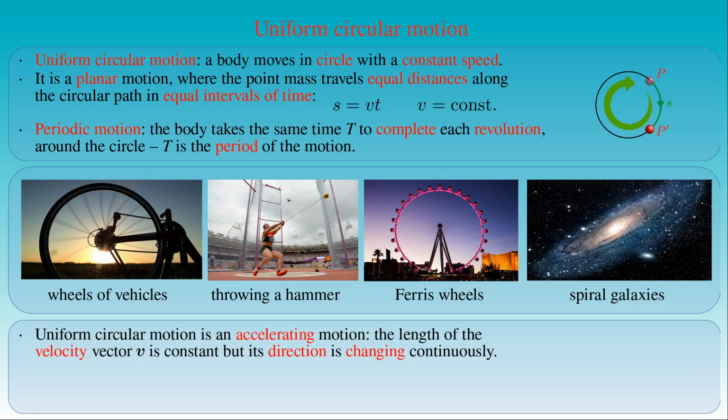Uniform circular motion is an accelerating motion. Although the length of the velocity vector is constant, its instantaneous direction is different at each point along the circular path. That is, the magnitudes of the velocities at the points P and P' are equal, but the directions of the vectors v and v' are different. Therefore, the acceleration of a body maintaining uniform circular motion does not vanish. Now we determine this acceleration.